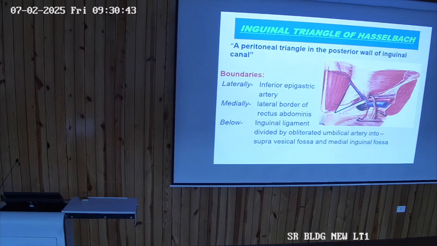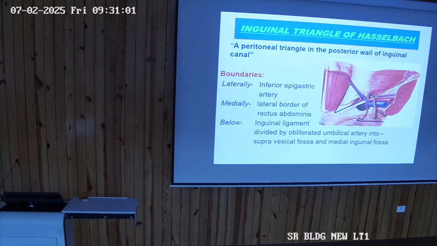But an inguinal hernia can be direct, it can be indirect. It is indirect when it is going through the deep ring and coming out through the superficial ring, and it is direct when it is protruding through this Hesselbach triangle and then coming out through the superficial ring.